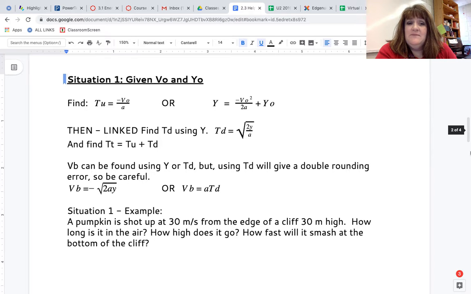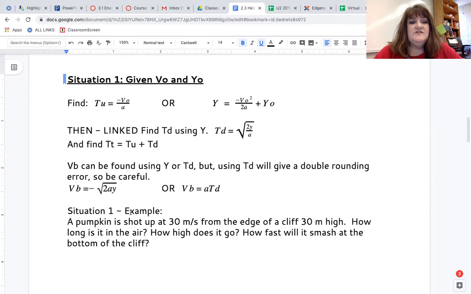Now, velocity at the bottom can be found in two ways, either using y or time down. But remember that time down already used y, so it'll be a double rounding error. So the equation that we would rather you use to find the velocity at the bottom is the negative square root of 2ay, because count the links, because a link is a rounding error, because this is going to be a rounded value, and you're going to use it to get this to be a rounded value. Now you're at 2. Then if you use it again, now you're at 3.